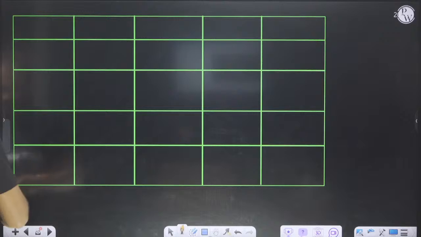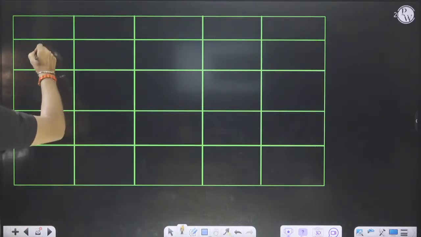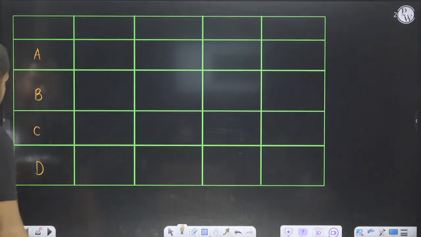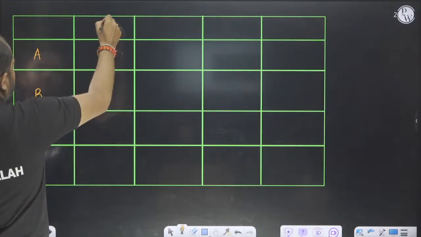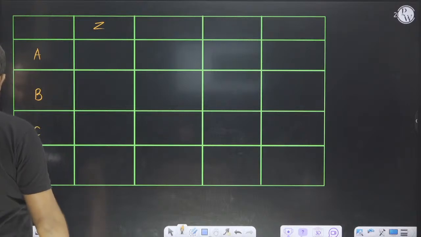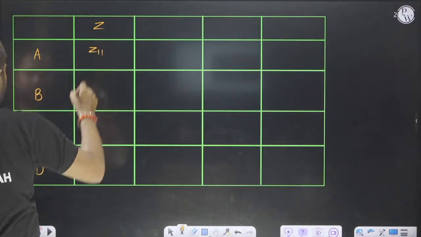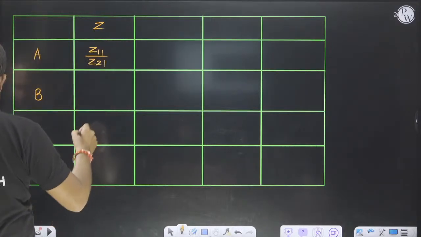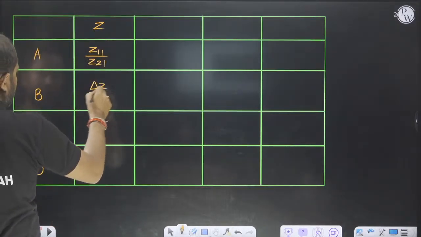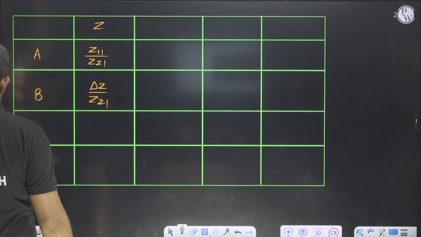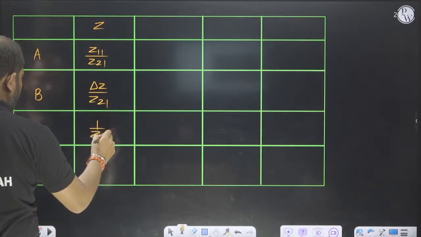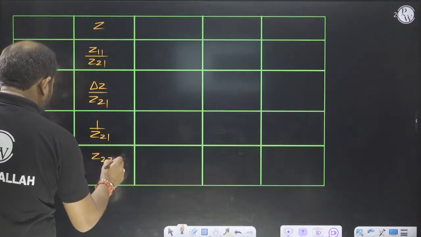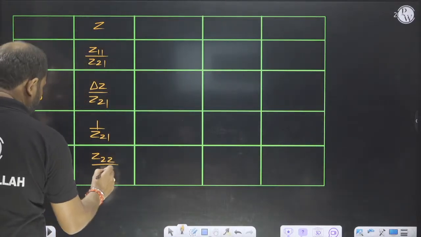ABCD parameter: A, B, C, and D. So ABCD parameters in terms of Z: Z11 upon Z21, delta Z upon Z21, 1 by Z21, and Z22 upon Z21.